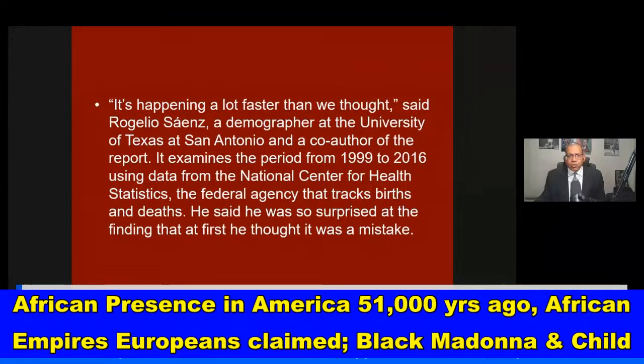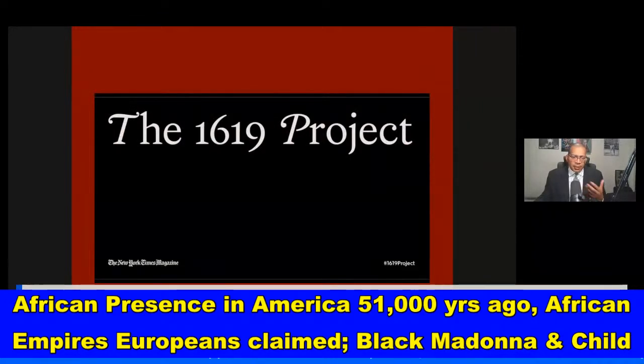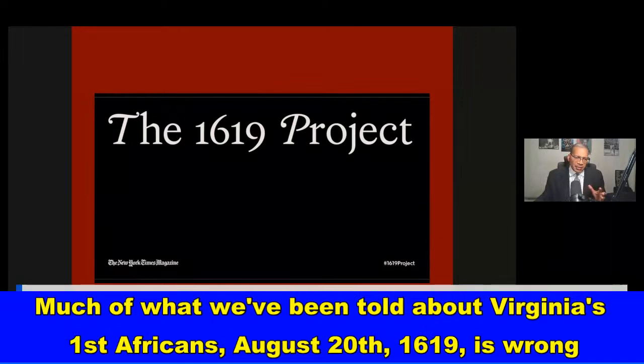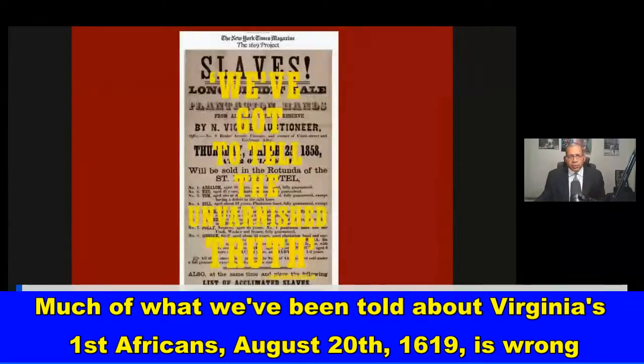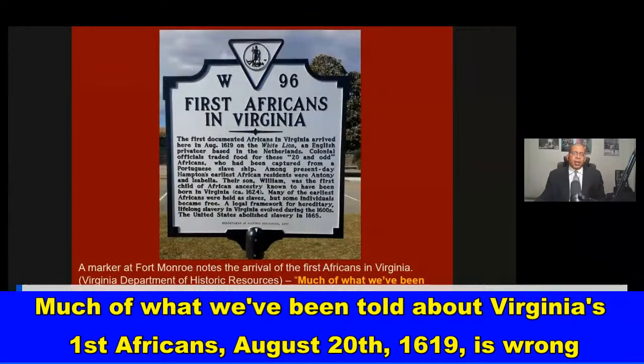Okay, now, the 1619 Project, you've heard me talk about it. There's some good information there, but you've heard my criticisms about it. And it's important for us to understand that much of what we've been told about Virginia's 1619 first Africans is wrong. There's a good article from VirginiaMercury.com from August 11th, 2019 that deals with this.